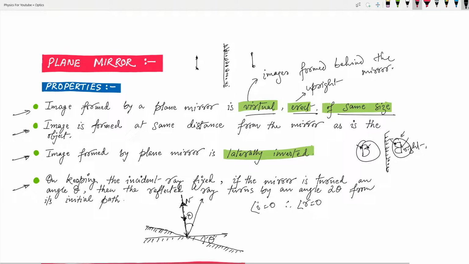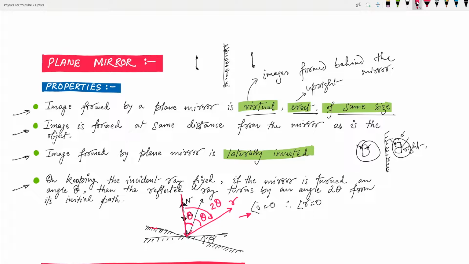Okay, so let me pick this. Now let's see the same incident ray that was hitting, now it is hitting at an angle theta with the normal. Therefore the reflection will also be at an angle theta, because angle I is equal to angle R from the first law of reflection. I hope this is clear. Therefore now this is the reflected ray, the reflected ray has deviated by angle 2 theta, isn't it?